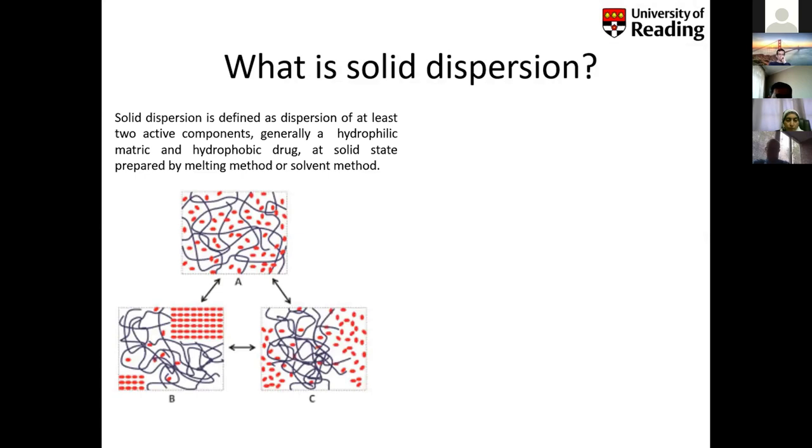Structure A is an ideal structure where the drug is molecularly dispersed in the polymer matrix. Structure B is a polymer drug system where the crystalline drug has formed in the polymer matrix. Structure C is a medium structure between A and B, with amorphous drug domains dispersed in the polymer matrix.